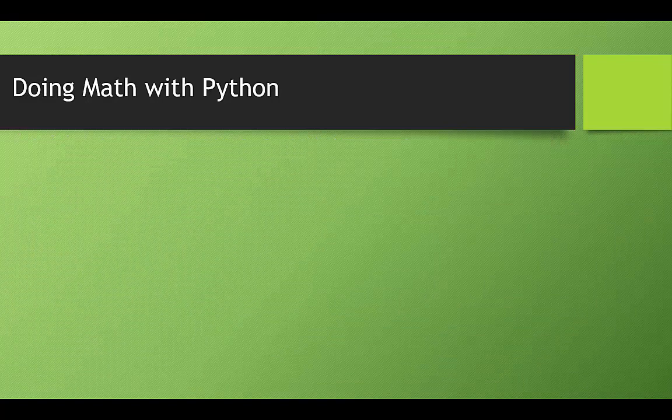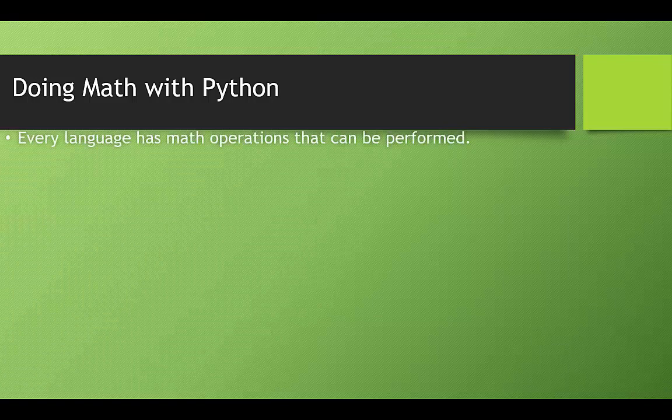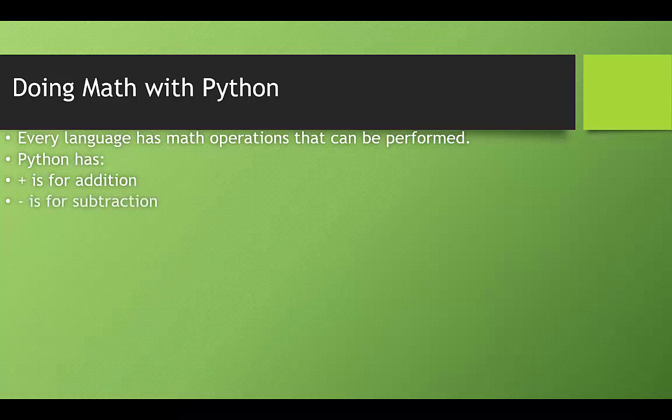There's going to be a lot of information here, but nothing we can't handle. So every language has math operations that can be performed. Python has the plus symbol for addition. Now we also used that in the last video to concatenate strings. When we're doing math, we're still going to use the plus sign. The minus sign, that's for subtraction. The asterisk is for multiplication. If you're new to programming, we can't use X. That's going to be recognized as an undeclared variable. So we can't use X, we use the asterisk.